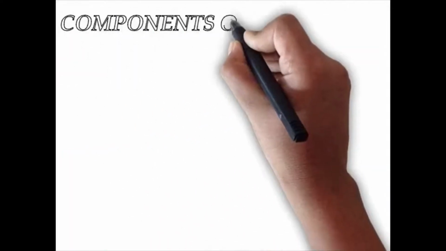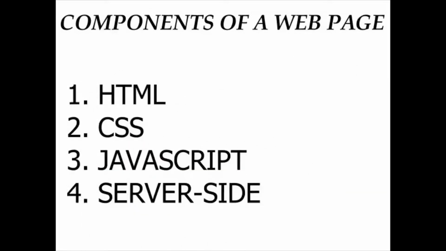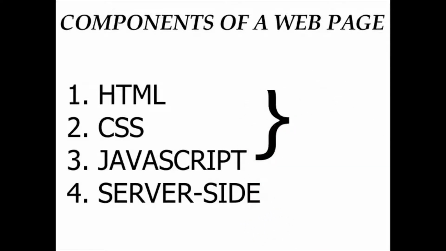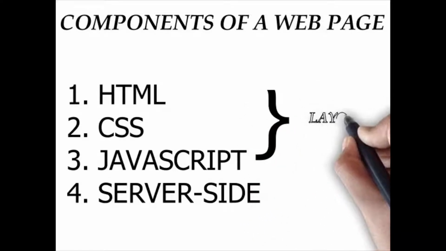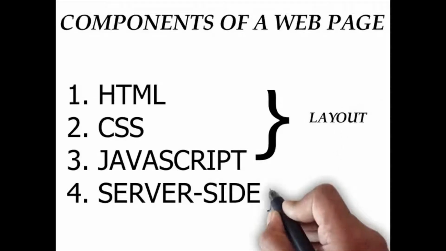Now, if we talk about the components of a web page, it consists of four major elements, and those are HTML, CSS, JavaScript, and server side. Here, HTML, CSS, and JavaScript provide the layout of a web page, whereas server side performs the server-based functions.